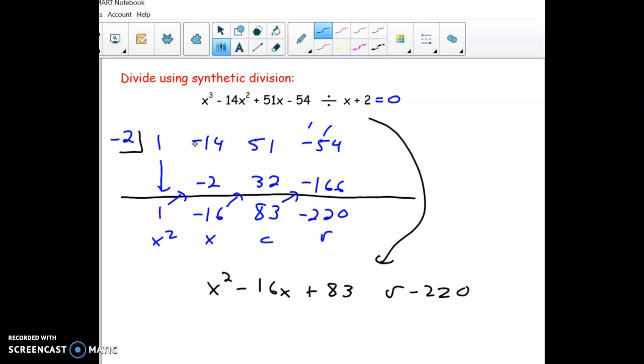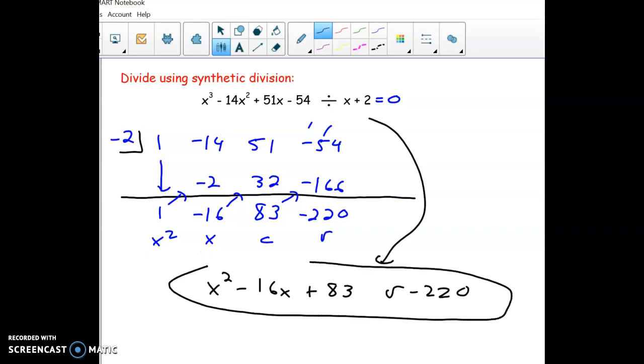Okay, and that's pretty much it, right? That's the process. Again, we get something 1 less. We start with a cube divided by an x to the first, so we have 1 less in our answer. We went from a cubic to a quadratic.